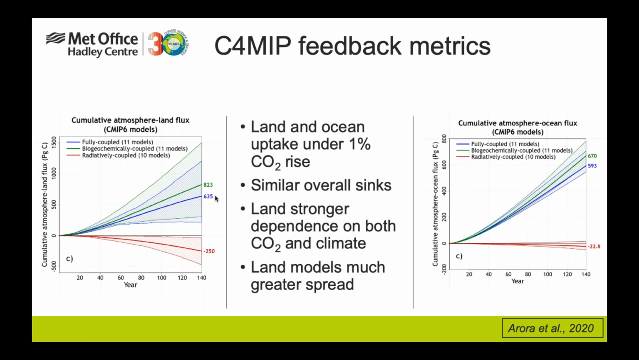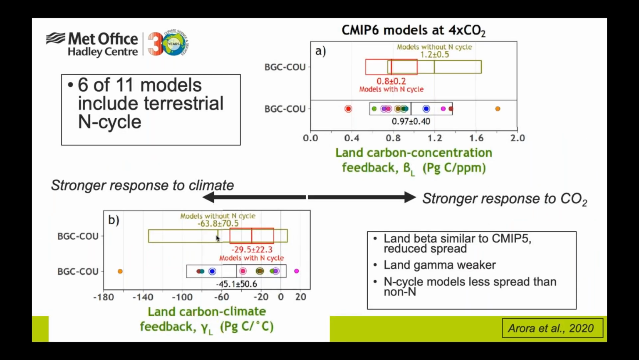But what we do see is that the land has a stronger dependence on CO2 and climate. So the difference between the blue and the green is bigger for land, and the difference due to climate change, of these red runs, is stronger on land. And we also see that land has a greater spread than the ocean. So this is very much in keeping with what we've seen before. And we can use these runs to calculate the beta and gamma metrics.